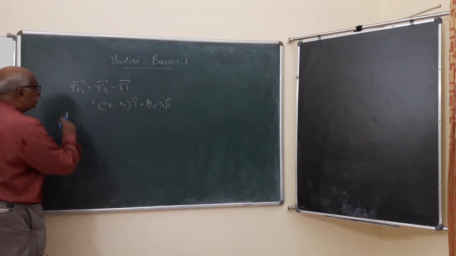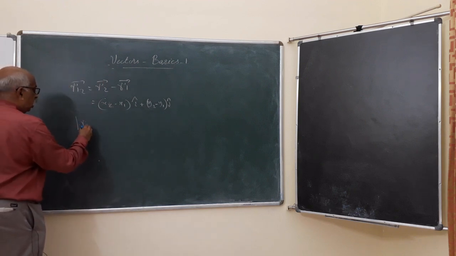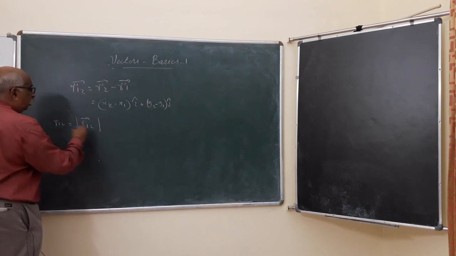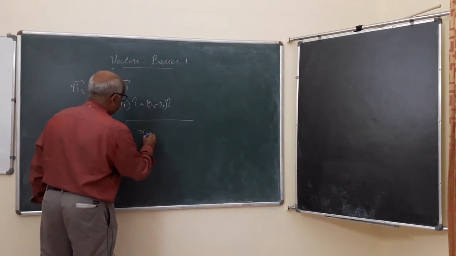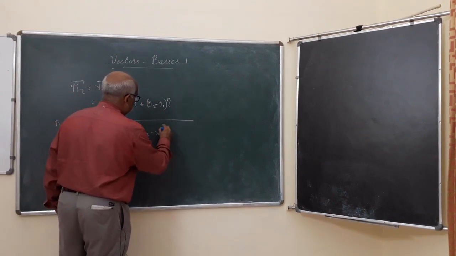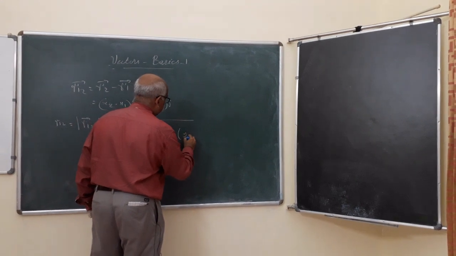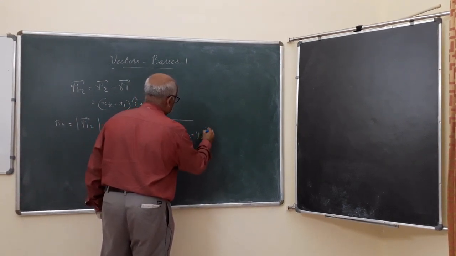That represents the displacement vector. What about the magnitude of this displacement vector R12? Simply, R12 is equal to square root of x2 minus x1 square plus y2 minus y1 square.